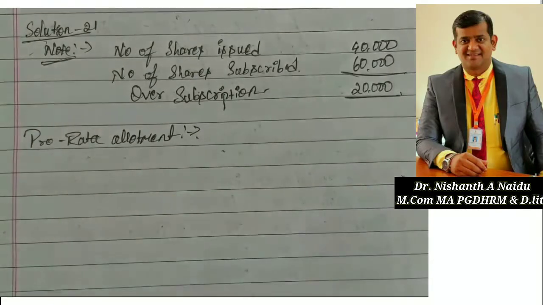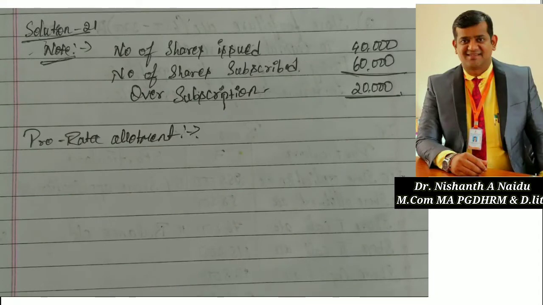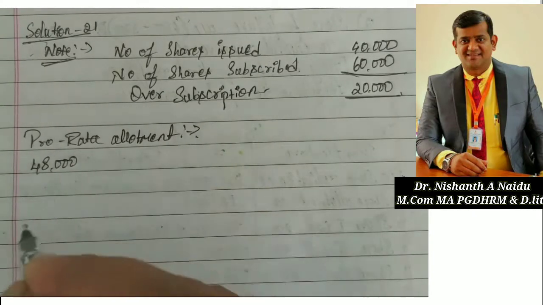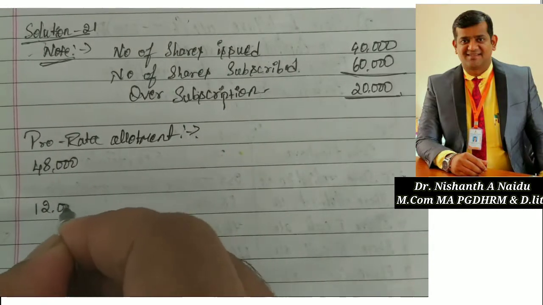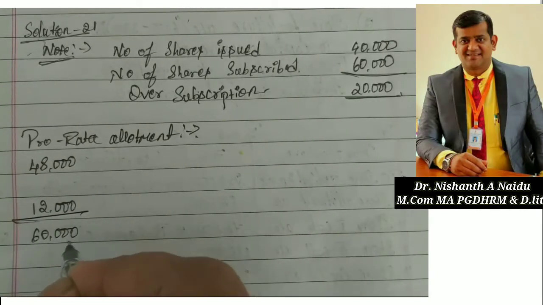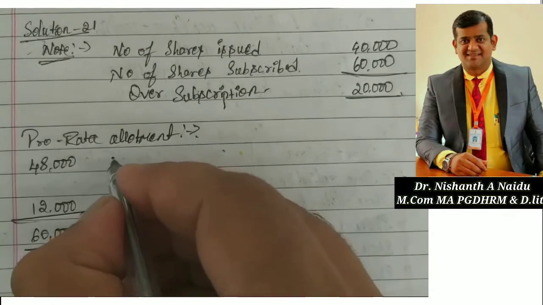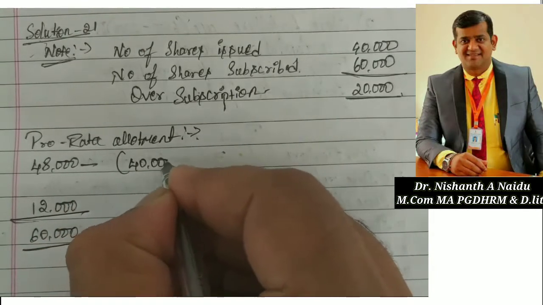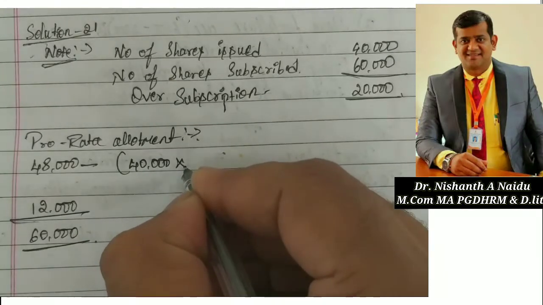Pro rata allotment. In the problem they clearly said they are keeping 48,000 share application money and 12,000 has been rejected. So how much are they keeping? 48,000 share applications they are keeping. How much are they rejecting? 12,000. Put together, how much? 60,000 shares. Clear?